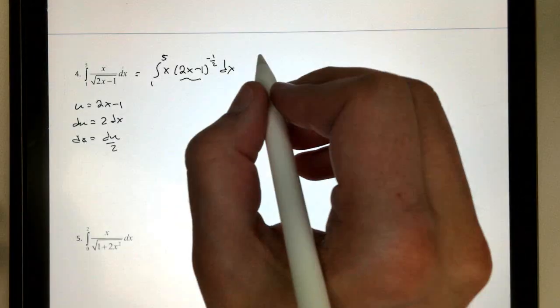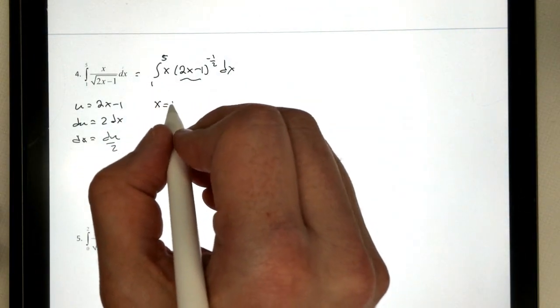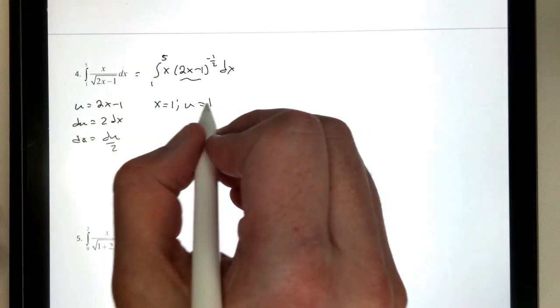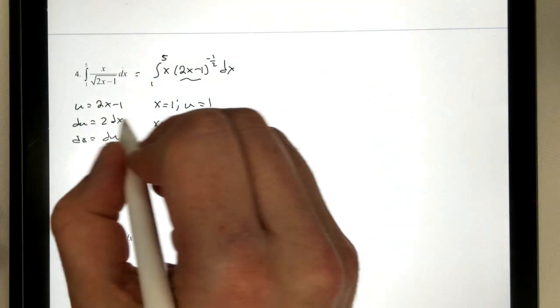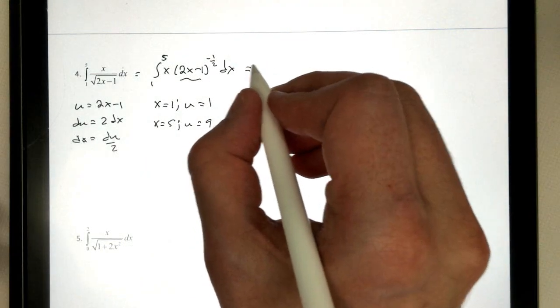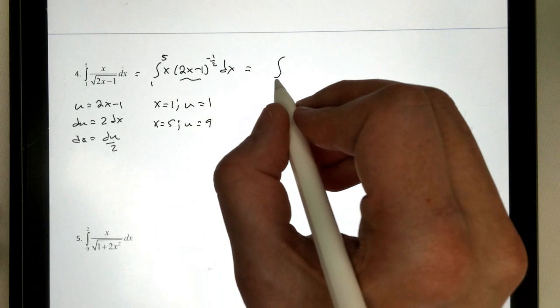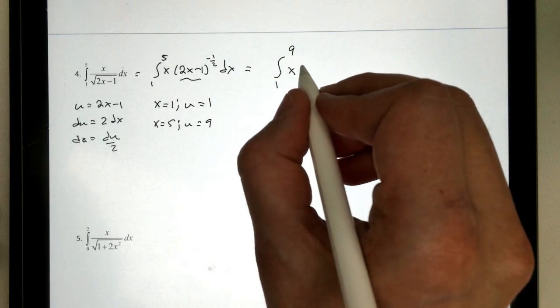Now we are going to recognize a problem here really quickly. Changing my domain, when x is 1, u, plug 1 in, we get 1. When x is 5, u is 9. Now watch what happens when we plug in now. Uh-oh, this is going to become problematic for us. My new domain is from 1 to 9. Let's see if you can figure out what the problem is here.